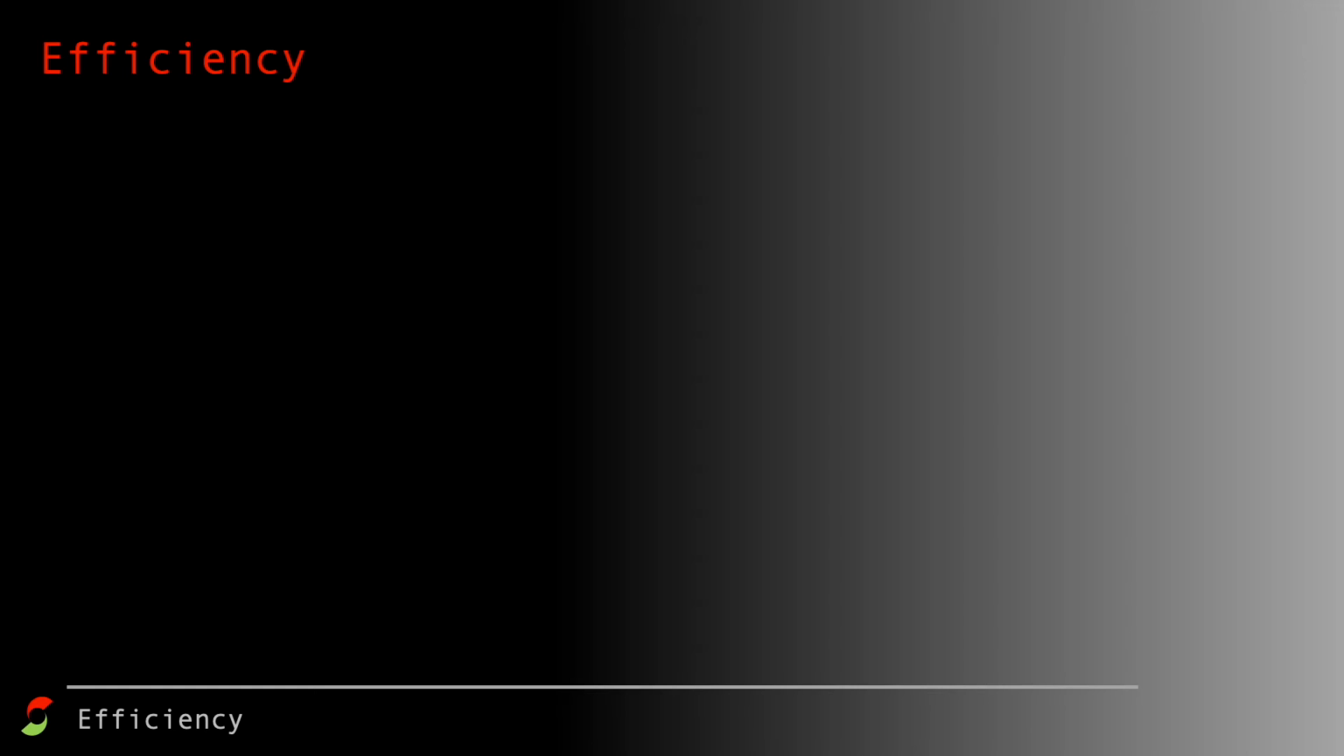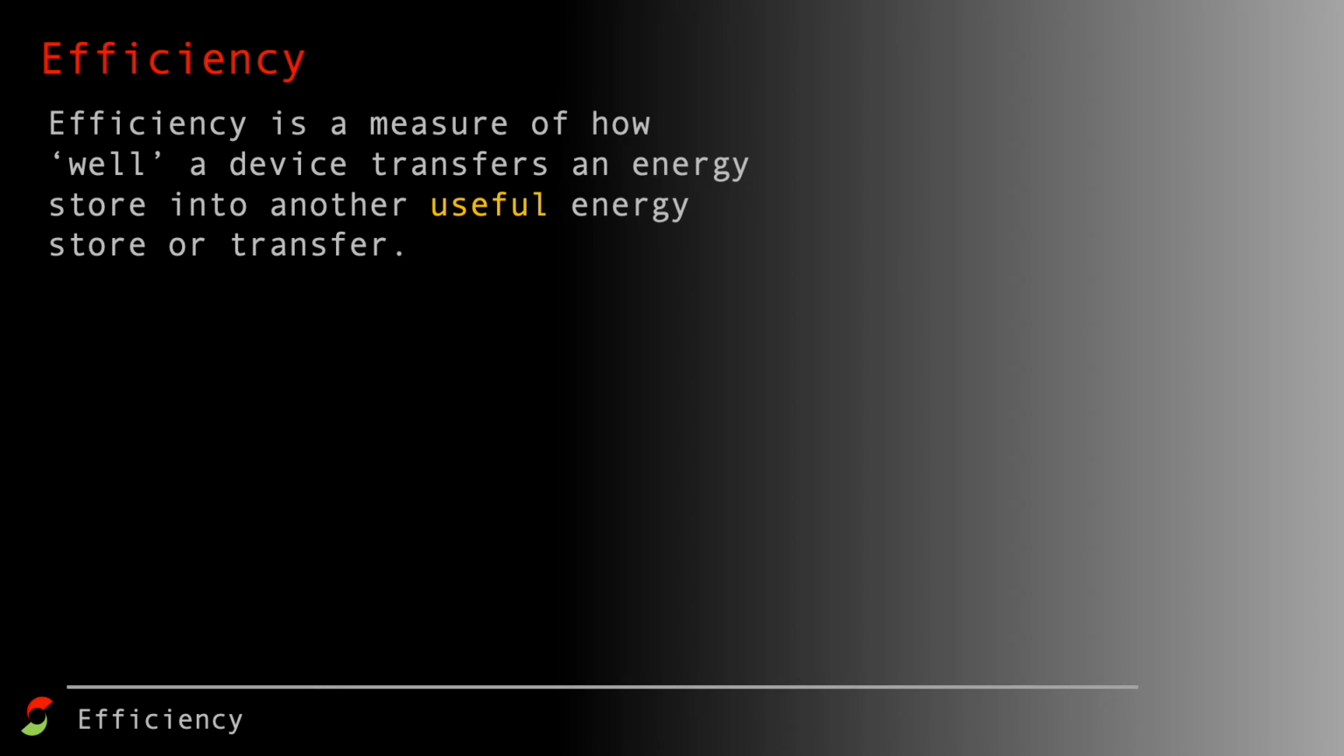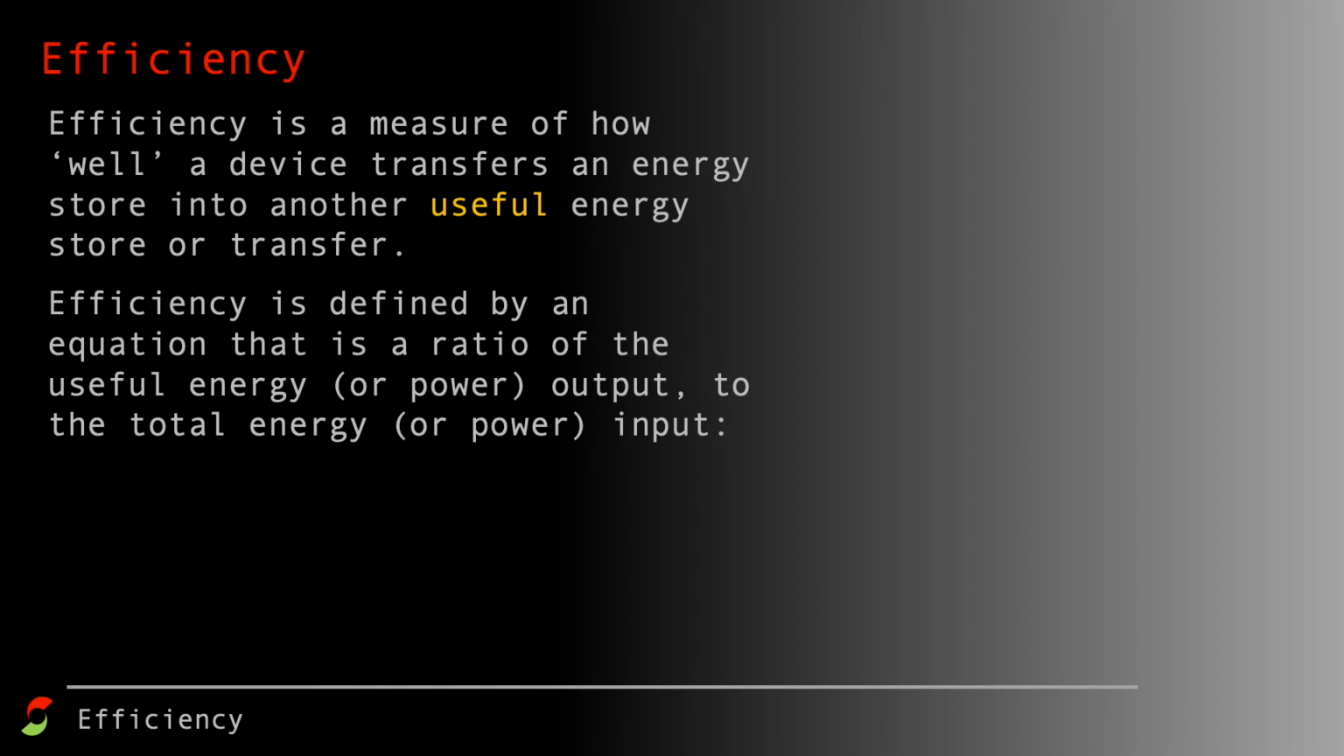So what is efficiency? Well, to start off with, you can think of efficiency as a measure of how well a device can transfer a certain energy store into another useful energy store or transfer. And that's not really a definition, but that's how you can think of it to help you understand what efficiency is. In terms of the actual definition, it's a ratio.